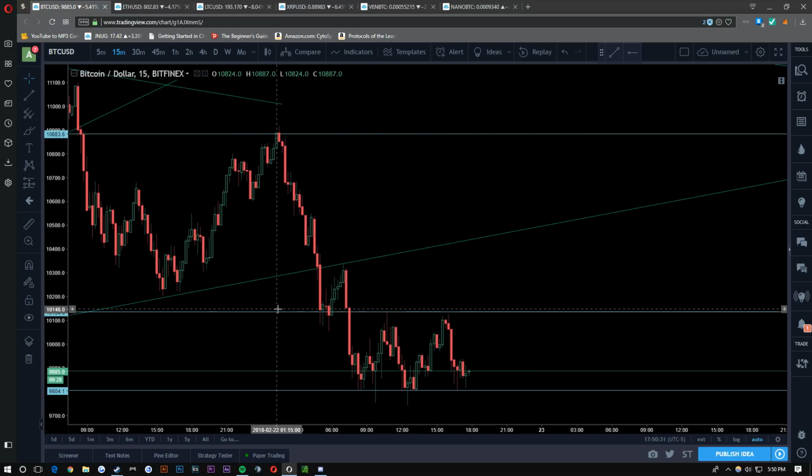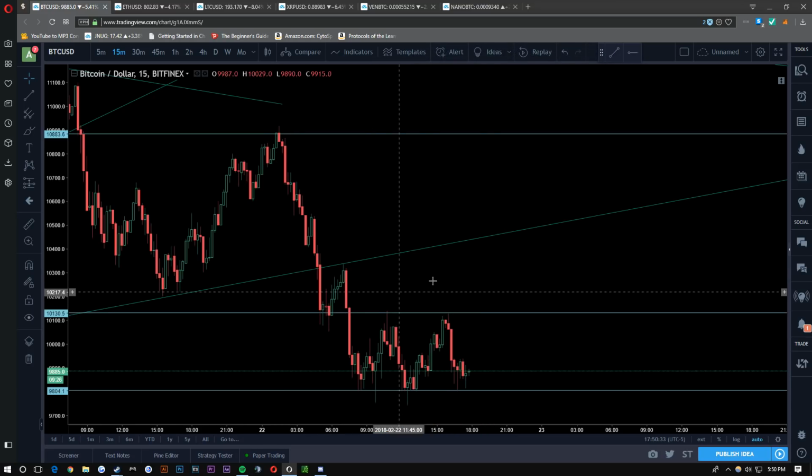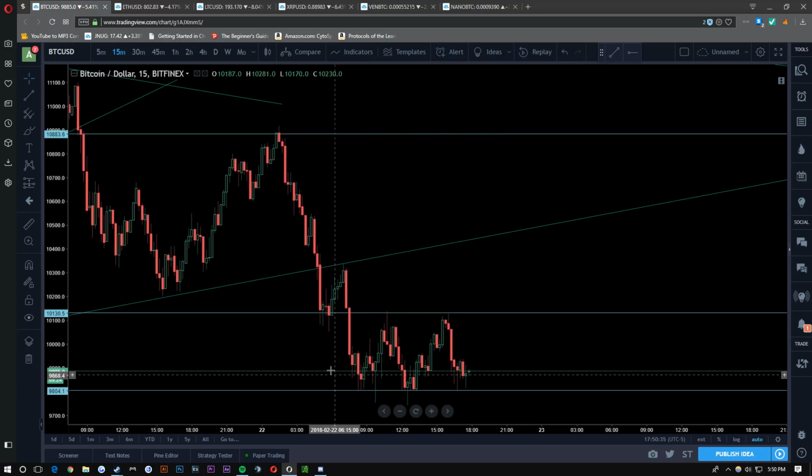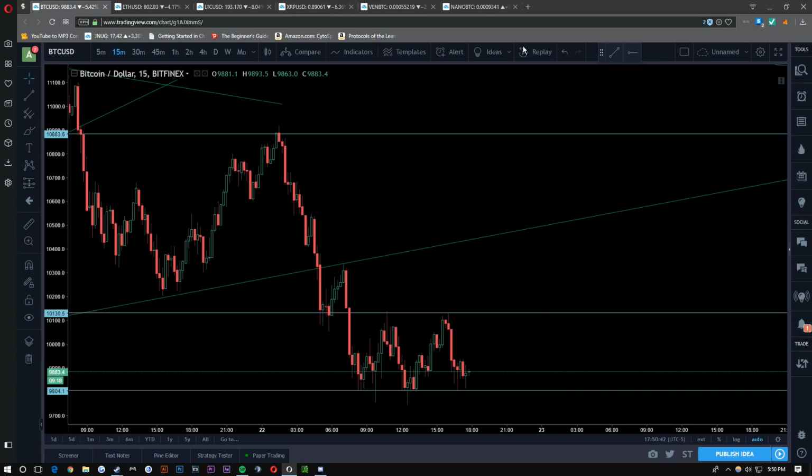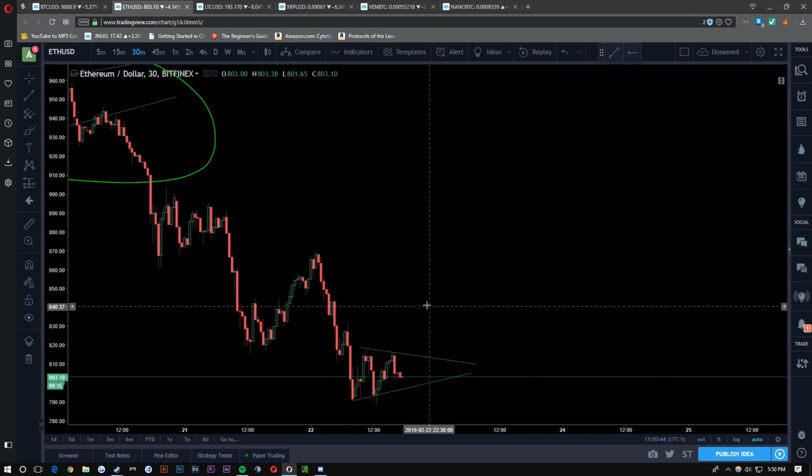So, resistance line right there because it's bouncing, and support line right here because it's bouncing, and I think we're gonna have to go up again before we go down. So that's what I think, and the reason I think we're gonna go down again is because of what I'll get to in the next few things.